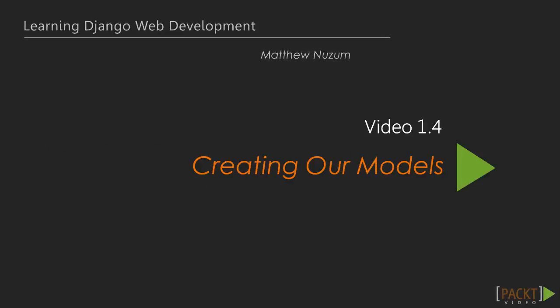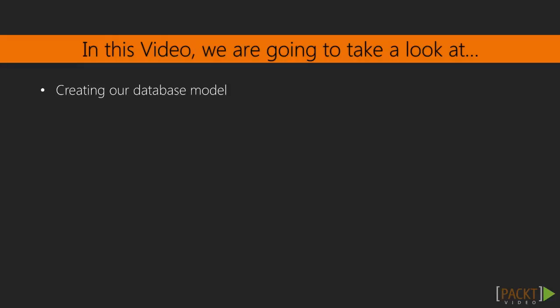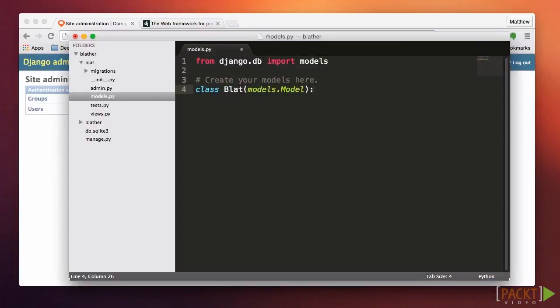It's pretty amazing what we get for free, but that's just the tip of the iceberg. Now let's create our models, which describe the data that we'll store in our application. This is the moment you've been waiting for. It's time to write some code. Here you'll see our project and our Blat app.